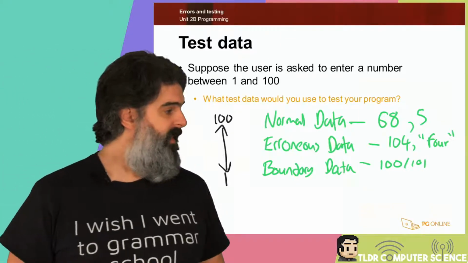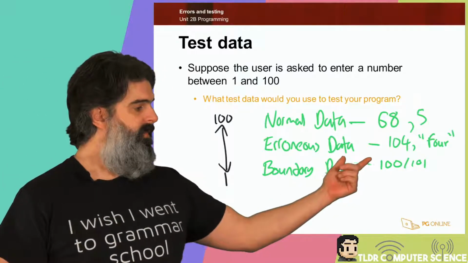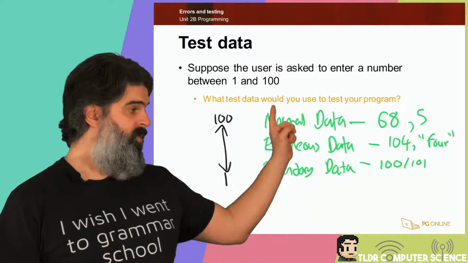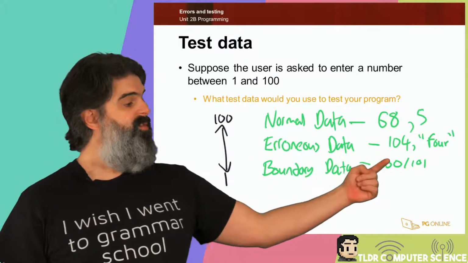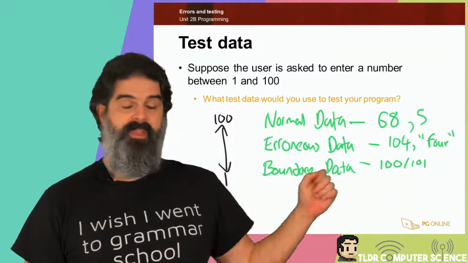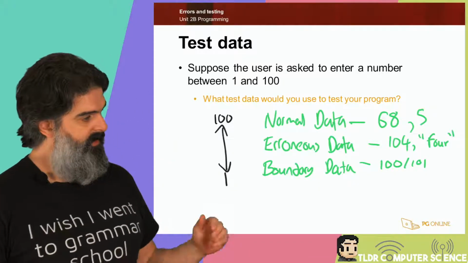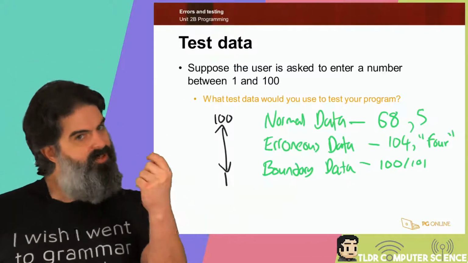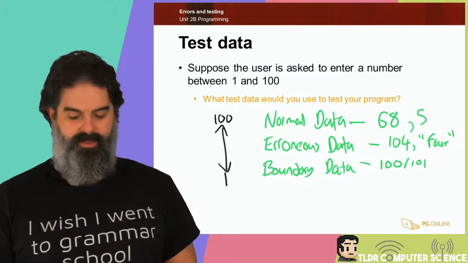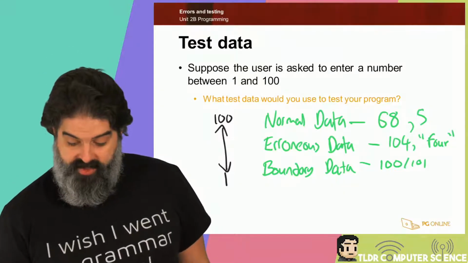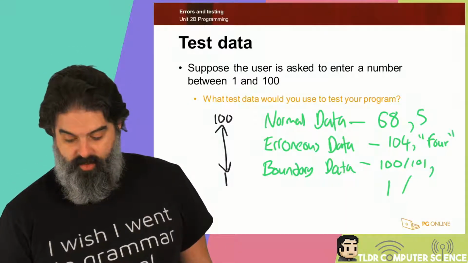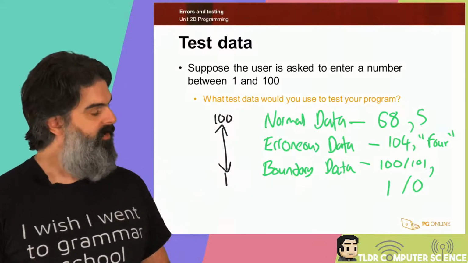So examples of that would be things like 104, because that's greater than 100. Or typing FOUR, which should also not work. Boundary data is right on the edge to see whether you've done it correctly. So 100 or 101, or alternatively 1 or 0, because it's right on the edge of that boundary.